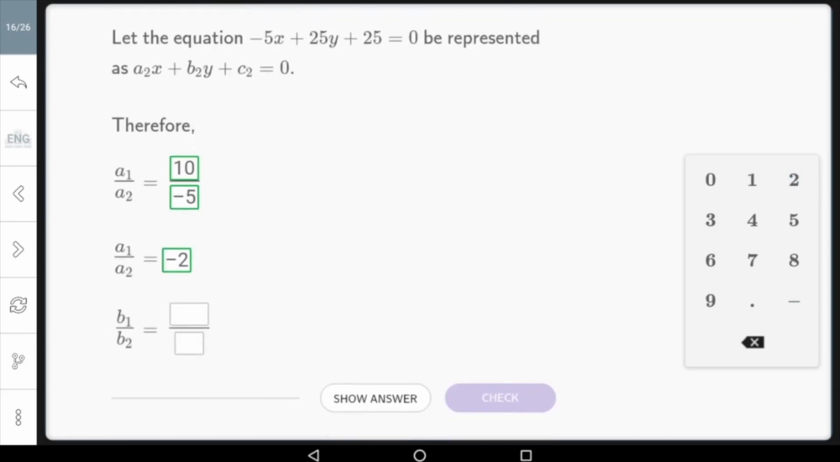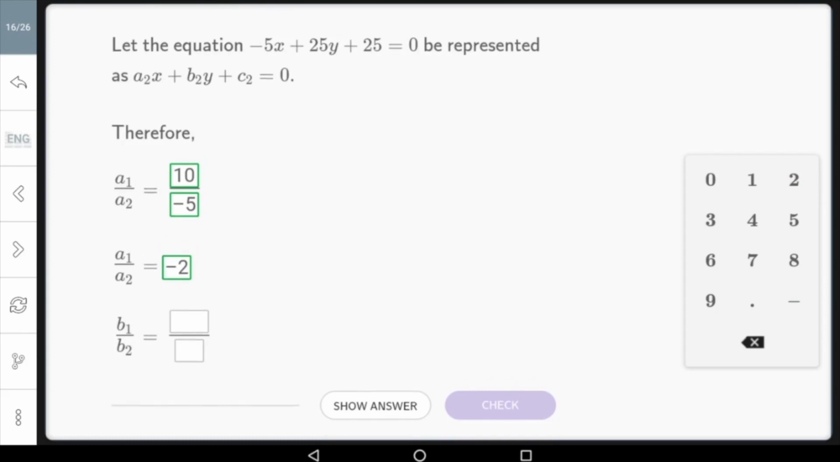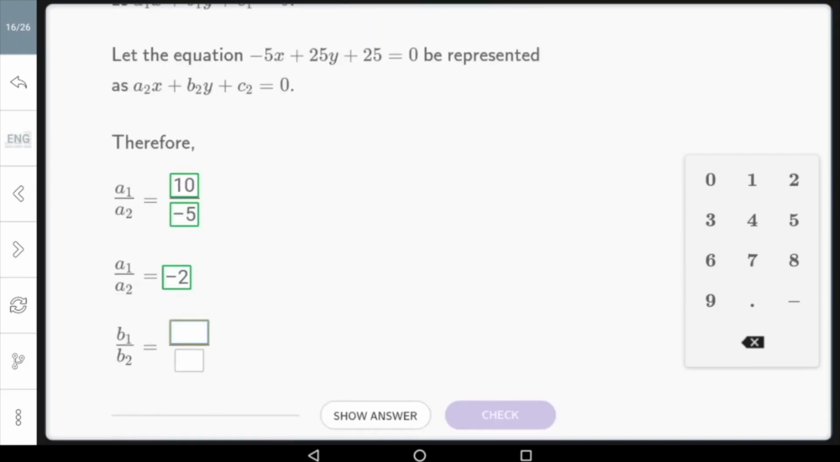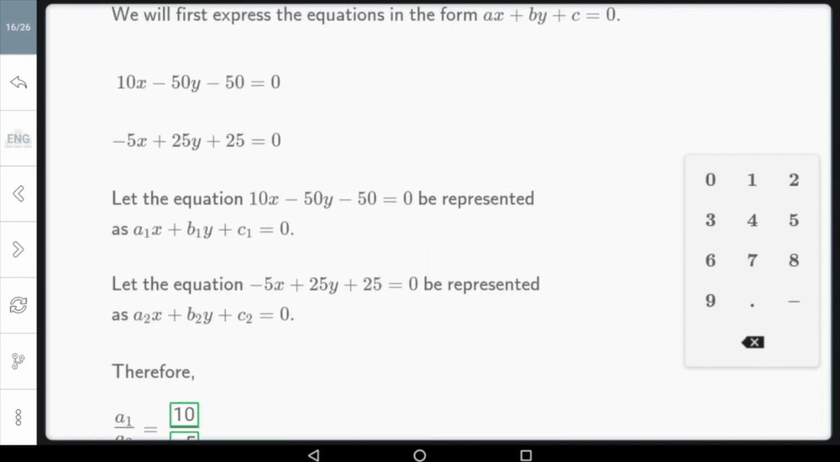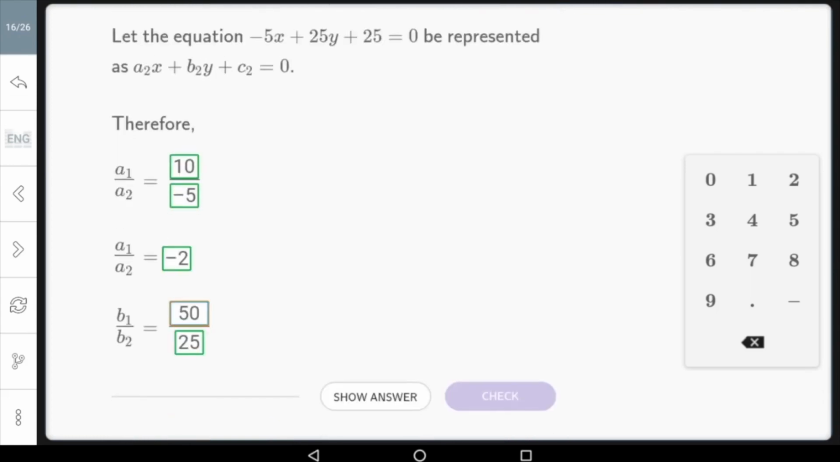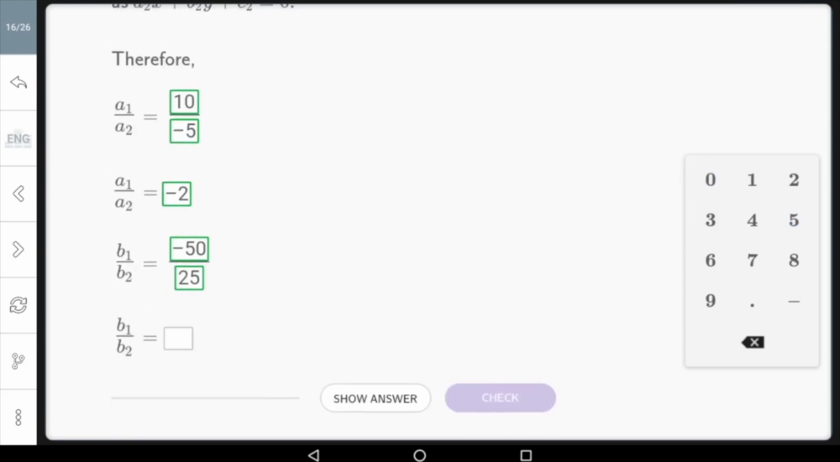Now I need to find the relationship between B1 and B2. I'm going to put in 50 over 25, and let's see what happens. I can see that I got B2 right, but I got B1 wrong. I won't be able to move on until I've gotten this step correct. So I'm going to go back and see what I did wrong. I noticed that there's a negative sign before the 50, so now I'm going to go ahead and change that. I corrected my work, and now it allows me to move on, and I can continue on through the problem. This should be -2 now.